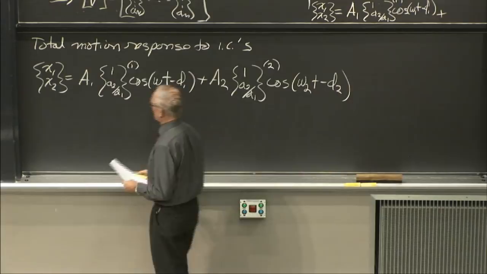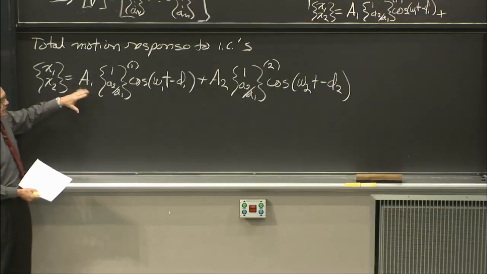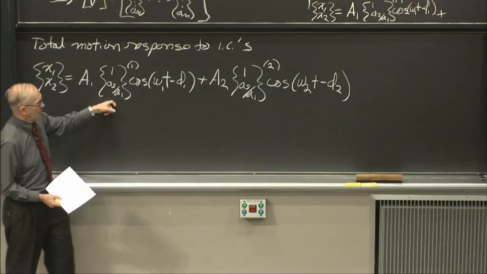So the free vibration response of any 2-degree of freedom system, linearized equation, any 2-degree of freedom linear system can be made up of the sum of two terms. The motion at its first natural frequency, in its first mode shape, and another term, which is the motion at its second natural frequency, in its second mode shape.